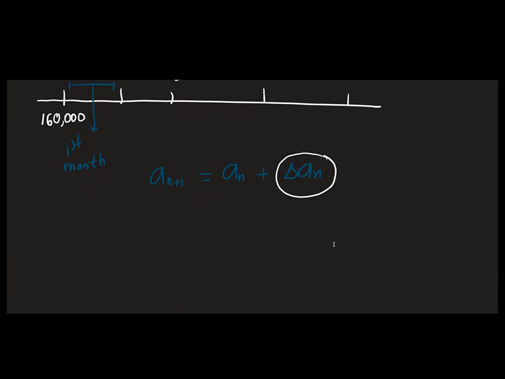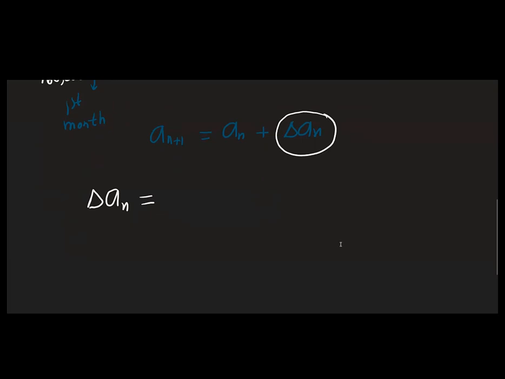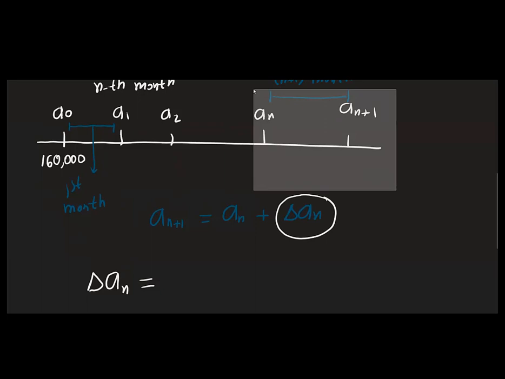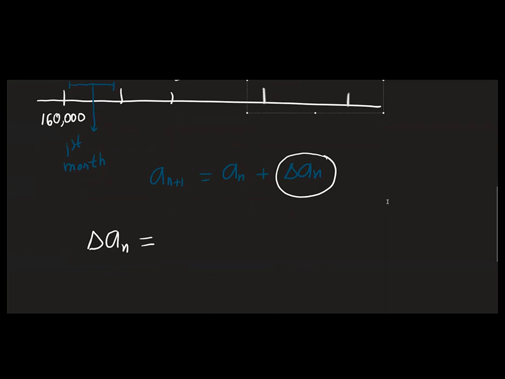So what would be the delta of an? Now, this is going to be similar to the problem we did last time about the savings certificates when you have some interest and you take money out. Okay, so let me ask you this question. What is the change that happens in this month, in the n plus 1 month? Exactly. Interest is added and the payment is made. So we're going to have some interest. And then the payment that we make here.